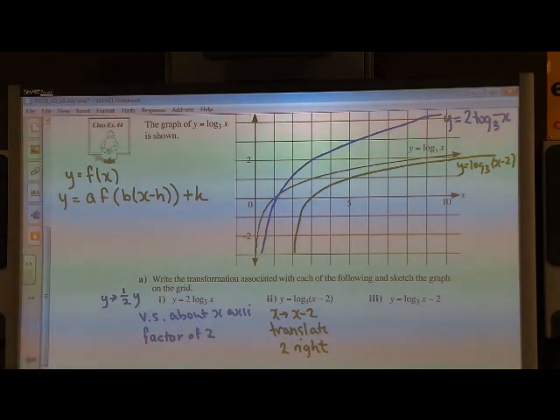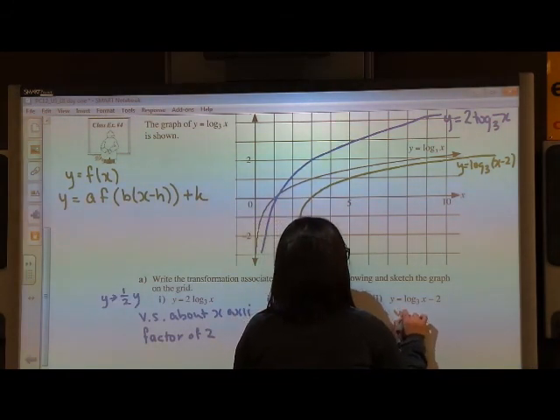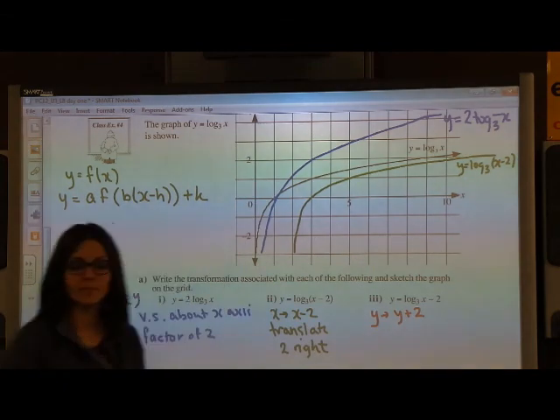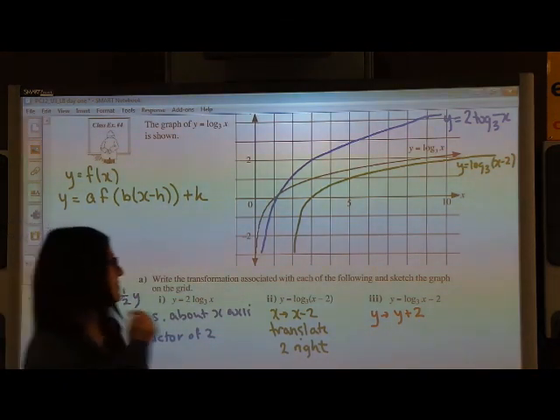Now if we look at the last question, what was my replacement on 3? What did I replace? Y with y plus 2. Y with a y plus 2. And what does that do to the graph? Translates it 2 units down.